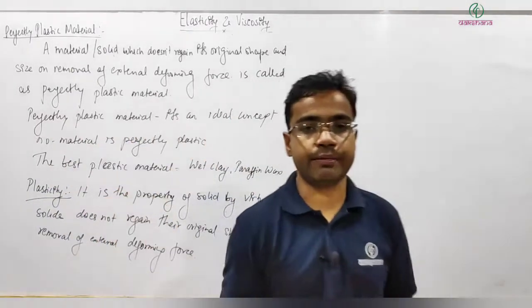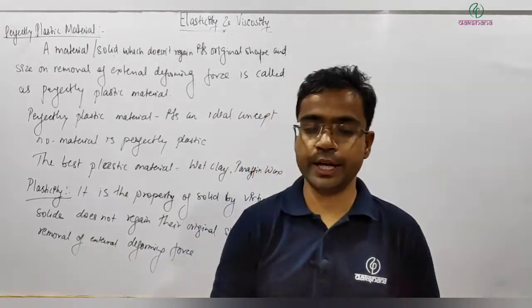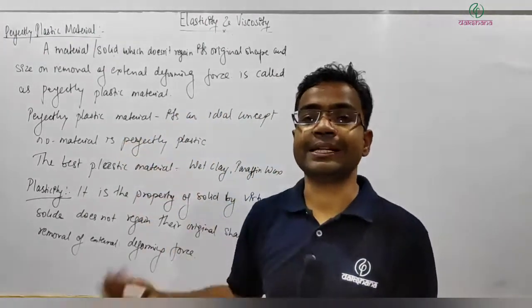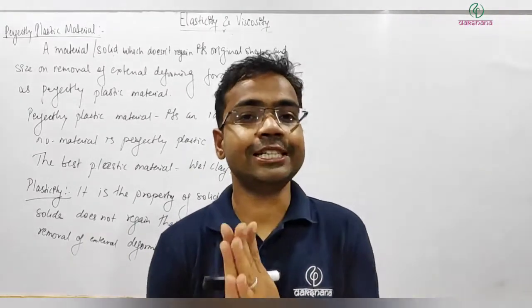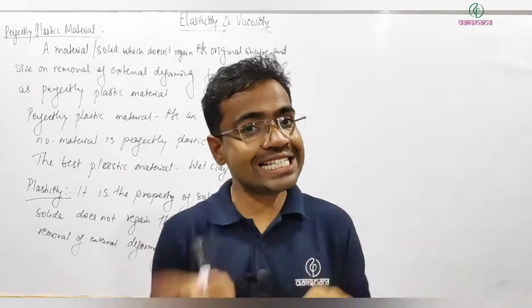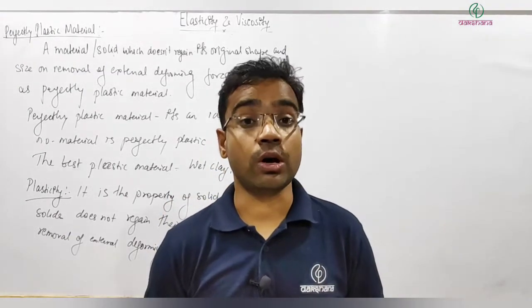So these are two definitions: perfectly elastic material and perfectly plastic material. Why some materials behave as perfectly elastic and others as perfectly plastic depends on how exactly atoms and molecules are arranged in that lattice, or crystal lattice, or in that solid.